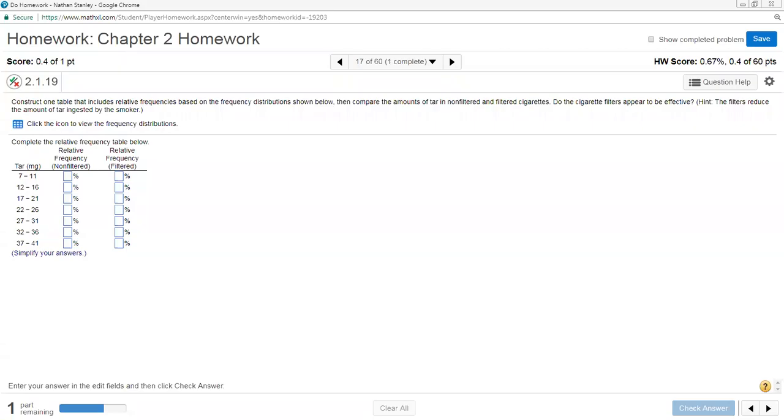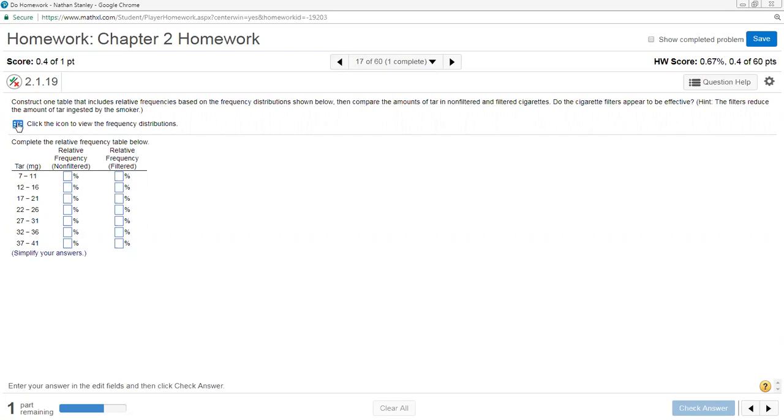Hello class, I'd like to go through another Chapter 2 Pearson MyLab homework exercise. This is number 17 of 60. Problem number 17. This one's kind of a tricky one to interpret. You got to be careful on this one. It's asking you to construct one table of relative frequencies based on a frequency distribution they give you.